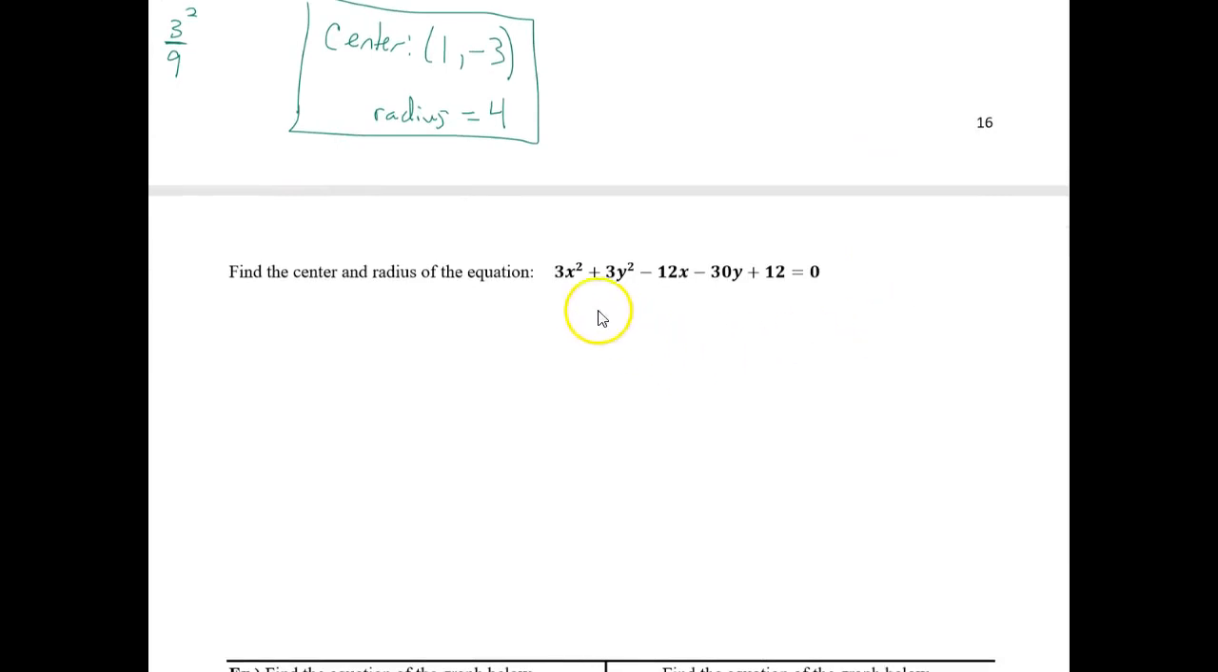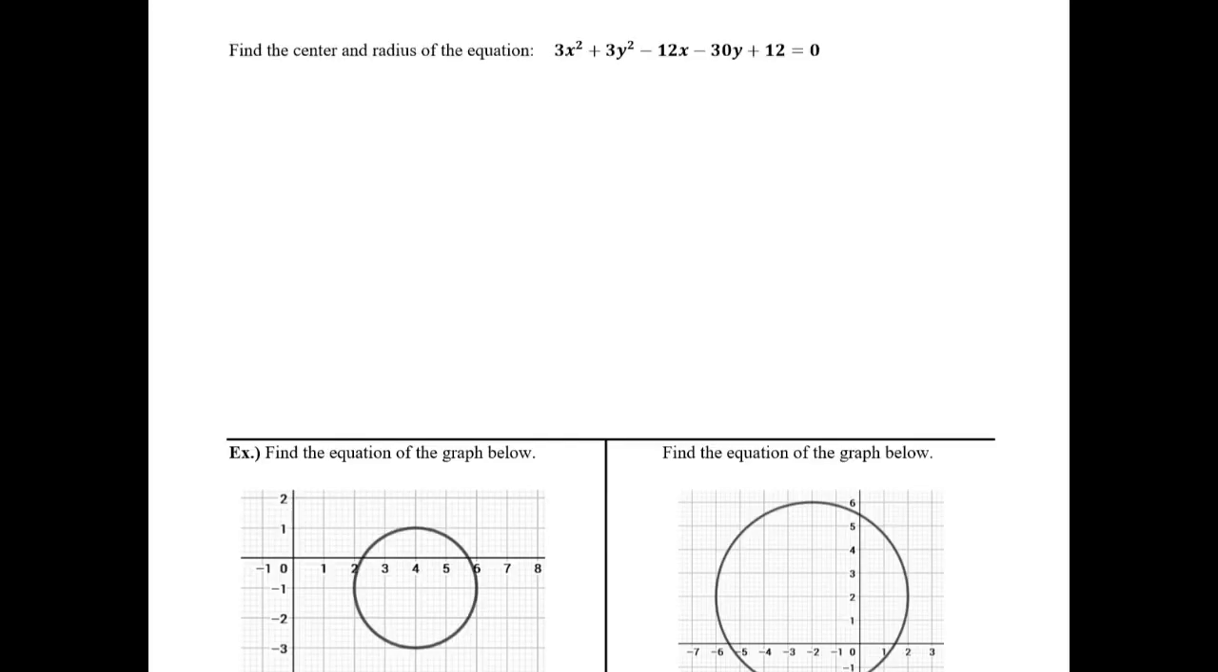And my tip for you is we don't want coefficients with the x squared and y squared. So you're going to need to think about how to get rid of that. Let's see how you did.